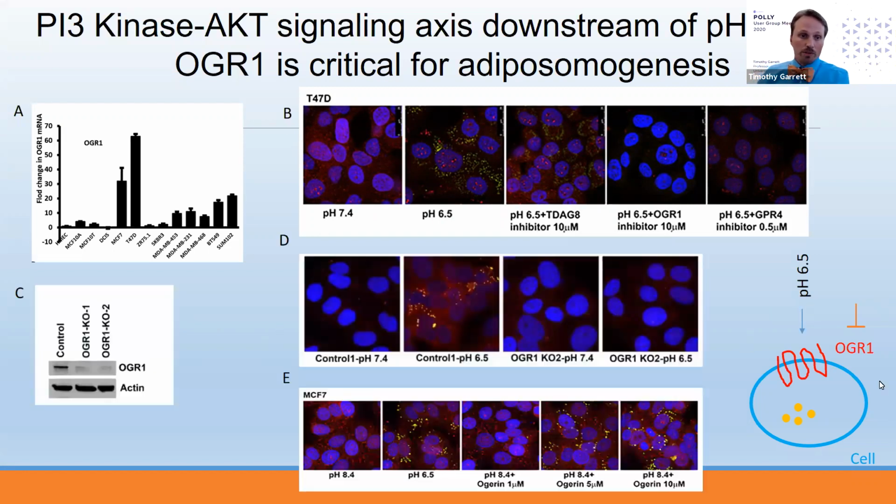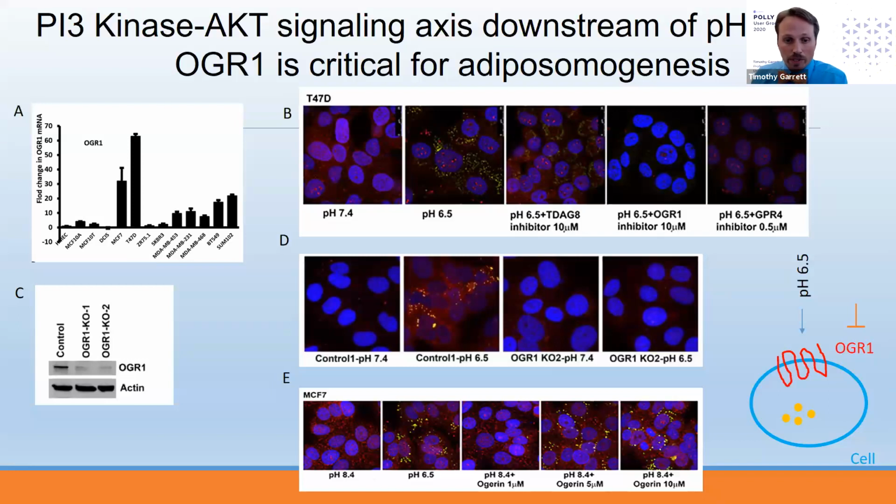We can further use a knockout model where we can knock out OGR1, and we can run at different pHs, and we look at both a neutral as well as an acidic pH. And under acidic conditions, we don't see this droplet formation when we knock out OGR1. Furthermore, we can alter the pH by increasing it.